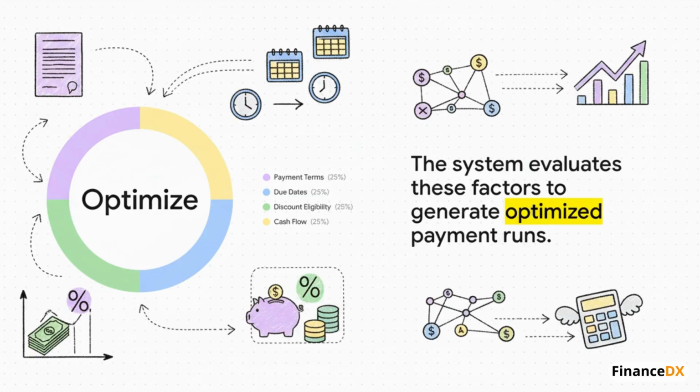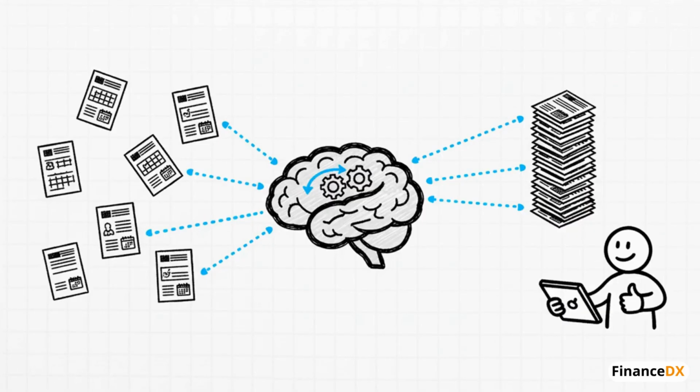It weighs all of this against your current cash flow to pinpoint the absolute perfect moment to pay each and every bill. And what's the result of all that strategic thinking? It's beautifully simple. Optimized payment runs. The system literally tells you exactly what to pay and when to pay it, so you get the absolute best financial outcome for your business.